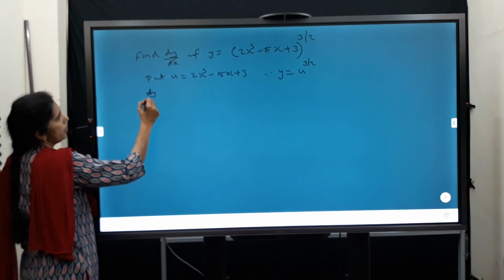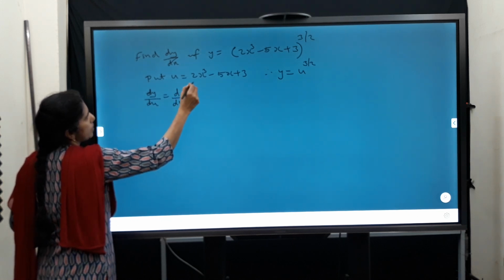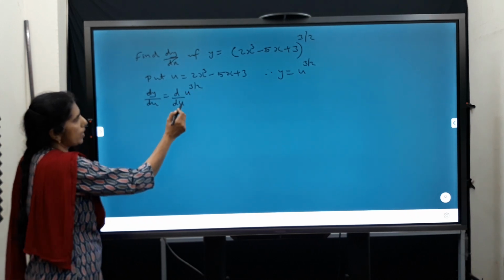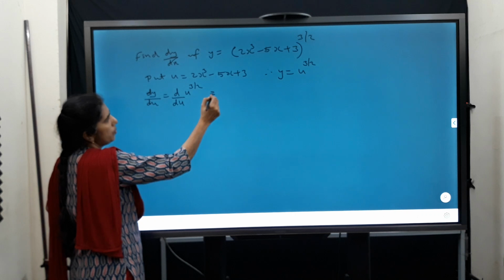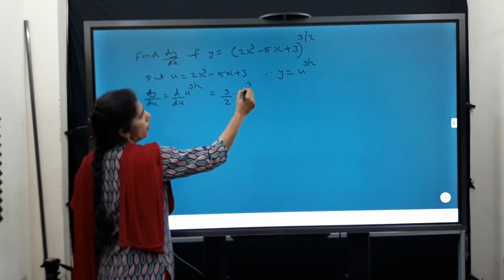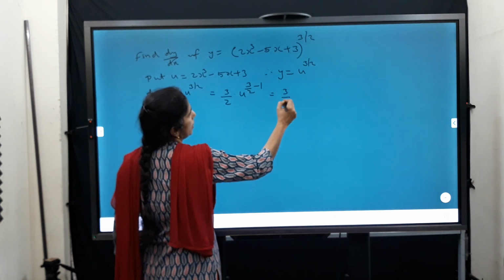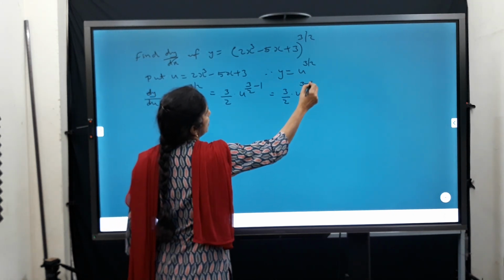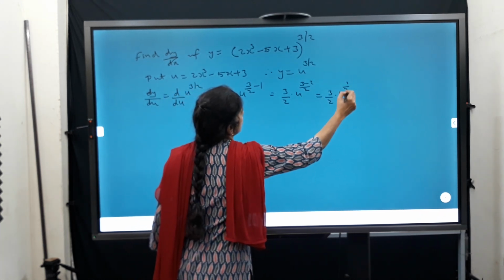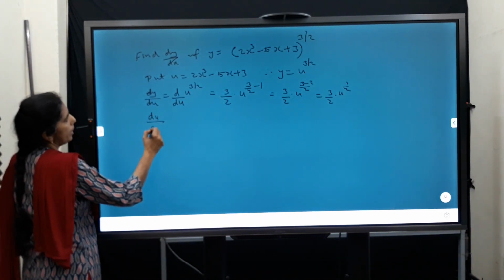Find dy by du. dy by du equals d by du of u raised to 3 by 2. So we apply the formula of d by dx of x raised to n. Our n is 3 by 2 and our variable is u. So it is equal to 3 by 2 into u raised to 3 by 2 minus 1. That is equal to 3 by 2 into u raised to 3 minus 2 upon 2. That is 3 by 2 into u raised to 1 by 2. Then we find du by dx.